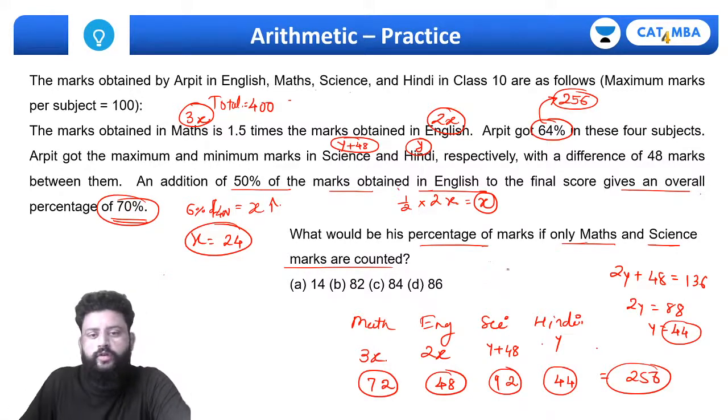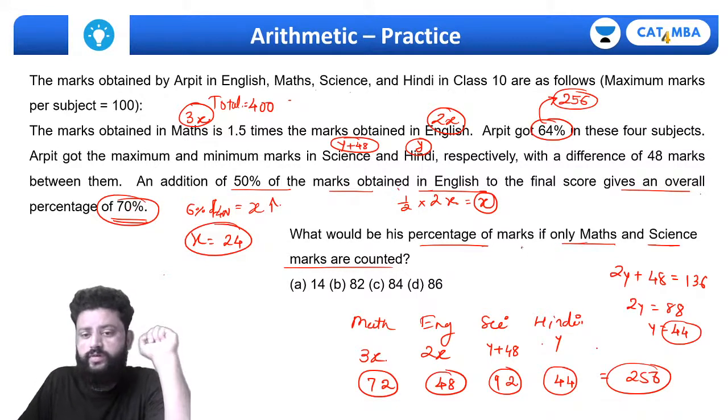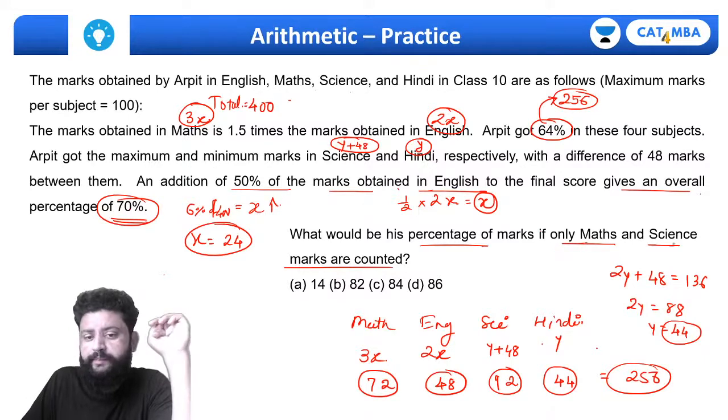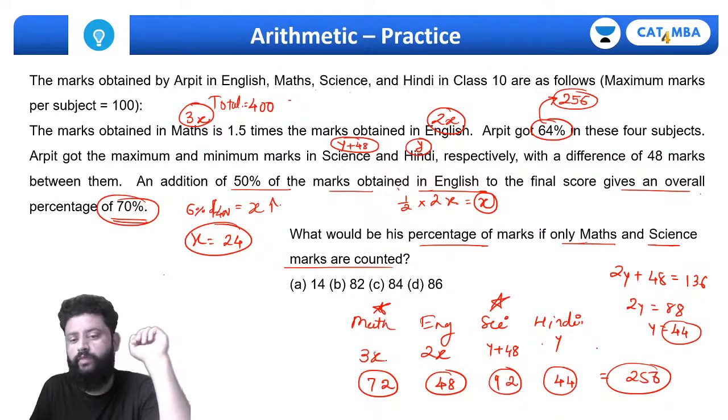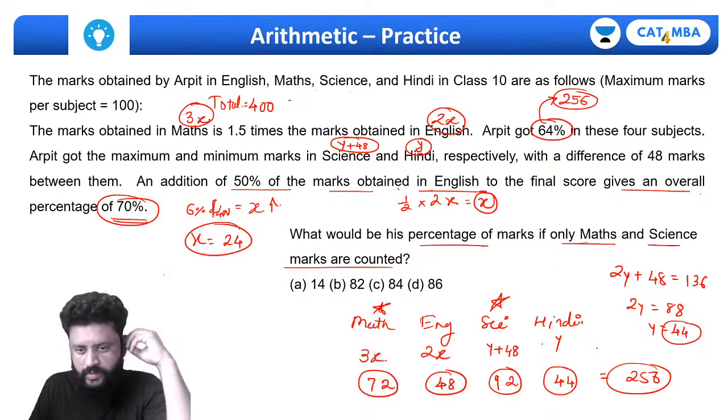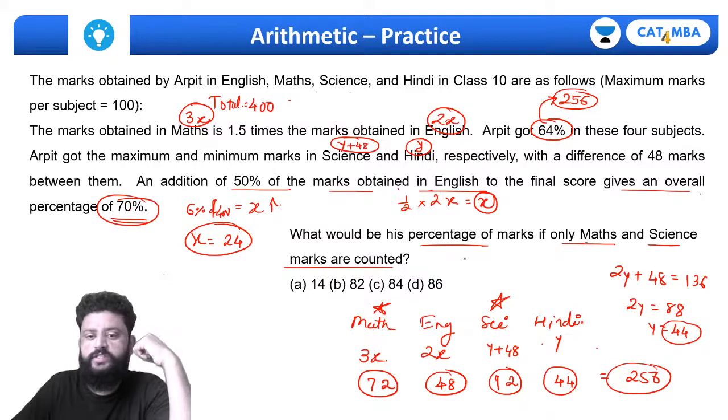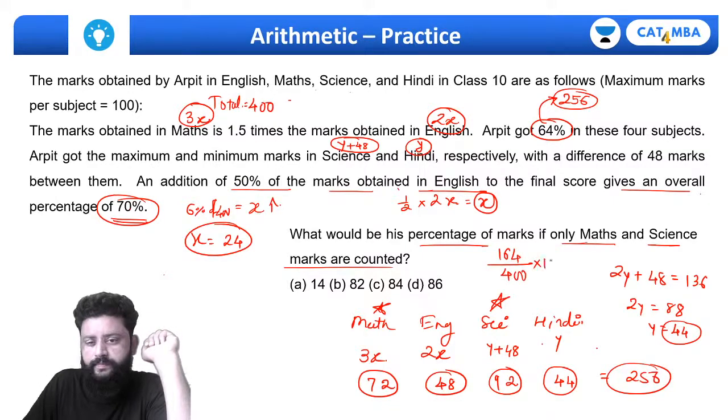So what is the percentage if the marks are of only maths and science? So maths is 72 and science is 92. 70 and 90, that is 160 plus 4. 164 out of 400.